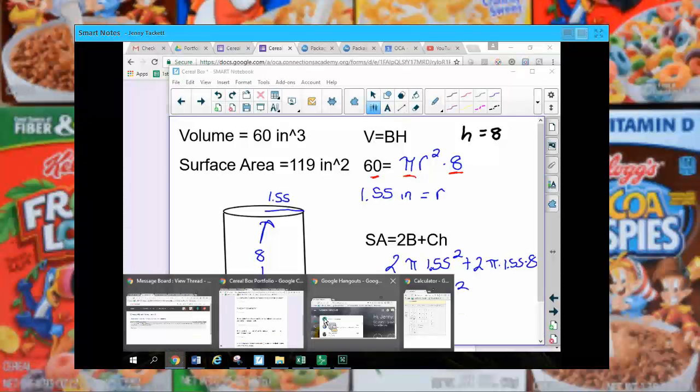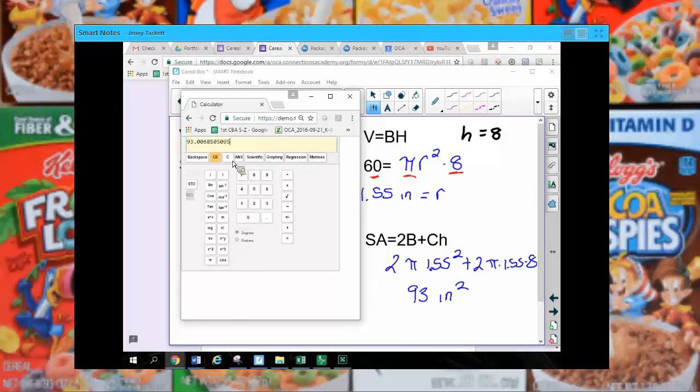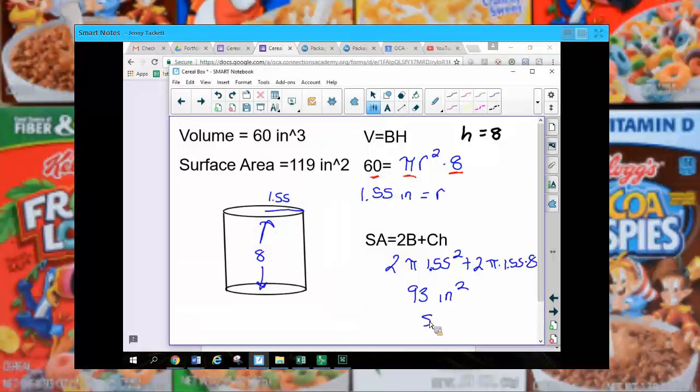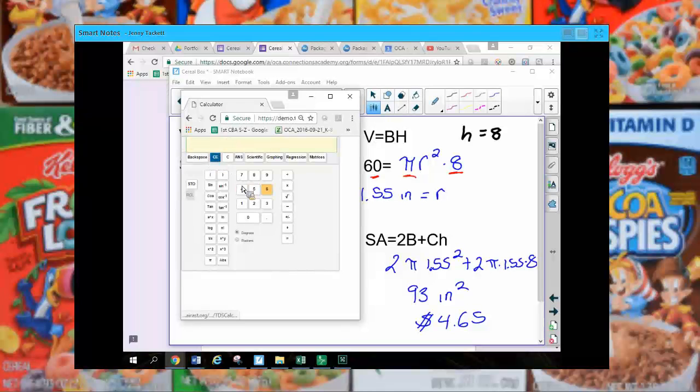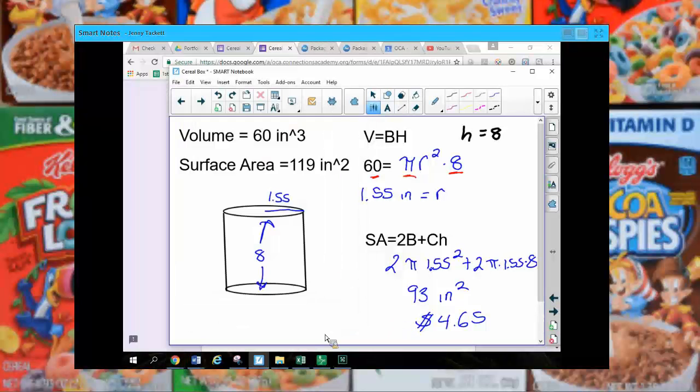Now, did I reduce my costs? Of course, because I'm multiplying that by 0.05 to get $4.65. And that is reduced from our original $5.95 to give me $1.30 reduction in cost.